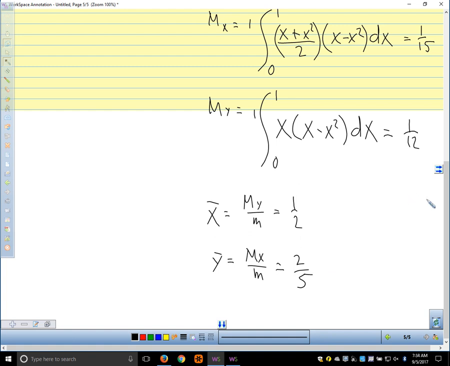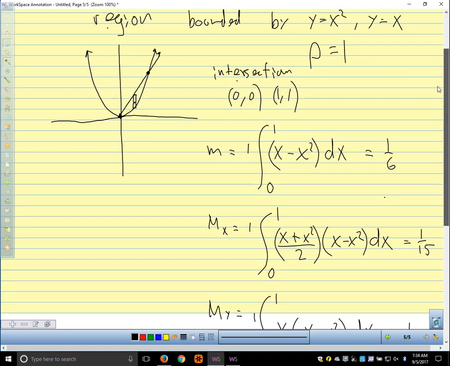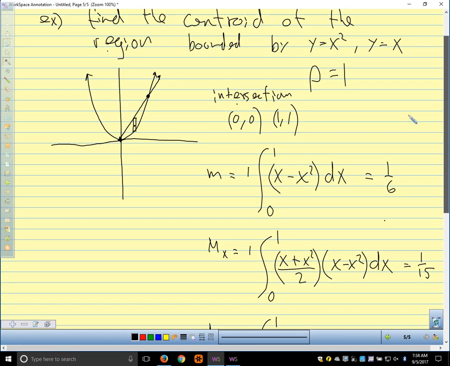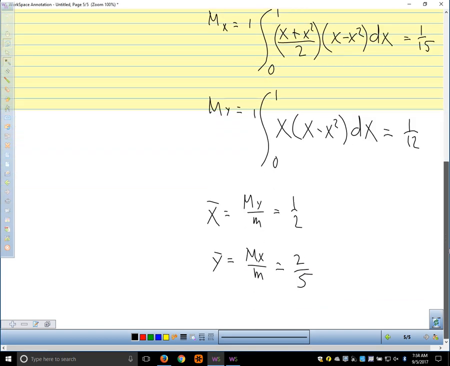Does this make sense for this region? x bar is 1/2, so we're in the middle, and y bar is 2/5. So if we got our y coordinate of our center of mass somewhere bigger than 1, we know we've made a mistake. If we got our x coordinate of our center of mass bigger than 1, we know we've made a mistake. So you can see if your work makes sense depending on your region. All right, questions there.